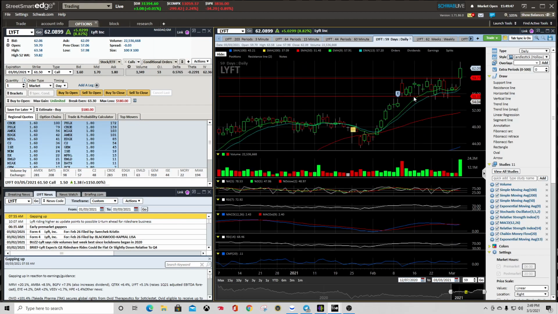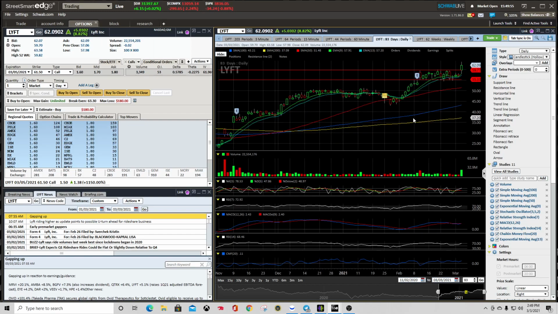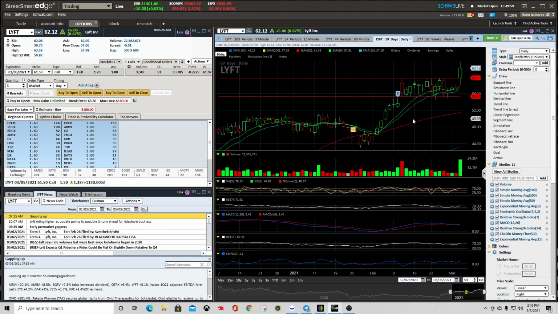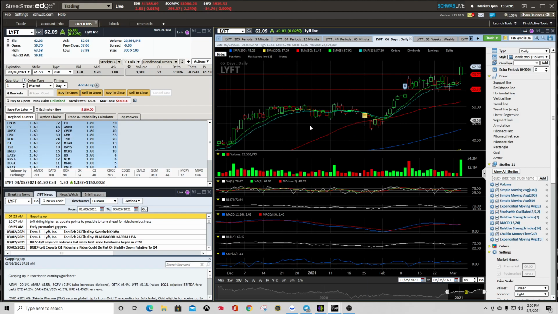Daily chart. Oh man, this is a similar example to what we were just looking at on GM. See how it broke out of this resistance level? Oh man, this looks good.